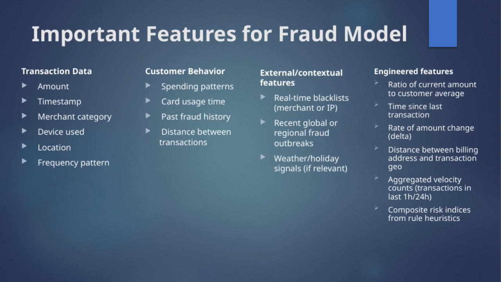Finally, among all these features, some stand out as most important for our fraud model. They include the ratio of current to average spending, transaction velocity, and external risk indicators. By focusing on these key points, we can more effectively identify potential fraud while minimizing false positives.